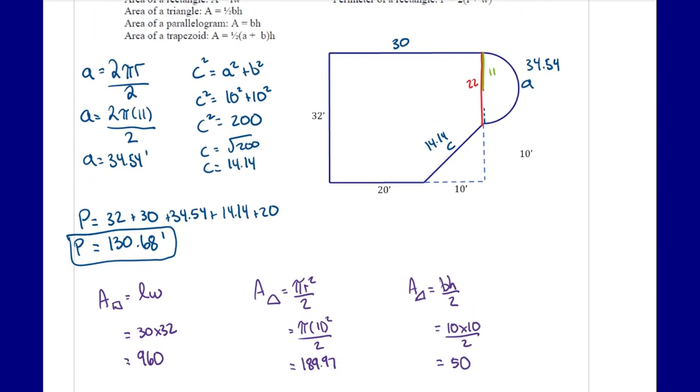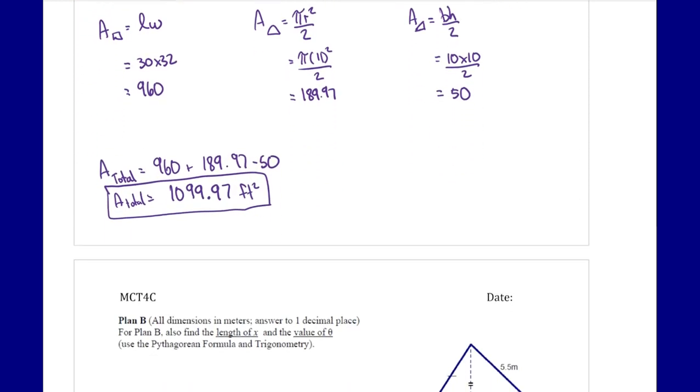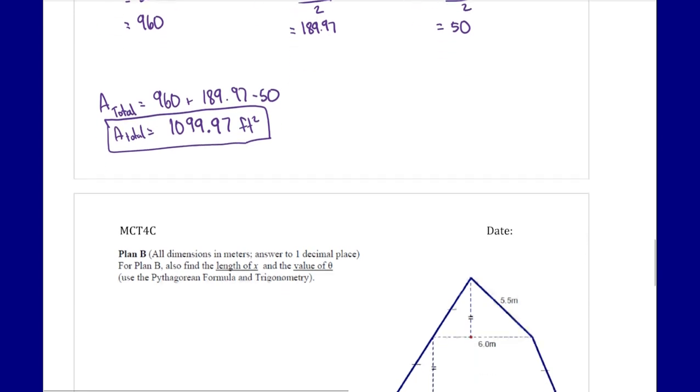So all we're doing is just breaking up into the simpler shapes or the basic shapes that we do know the area formulas and perimeter formulas for. And then we're going through and calculating the individual shapes and adding or subtracting them.